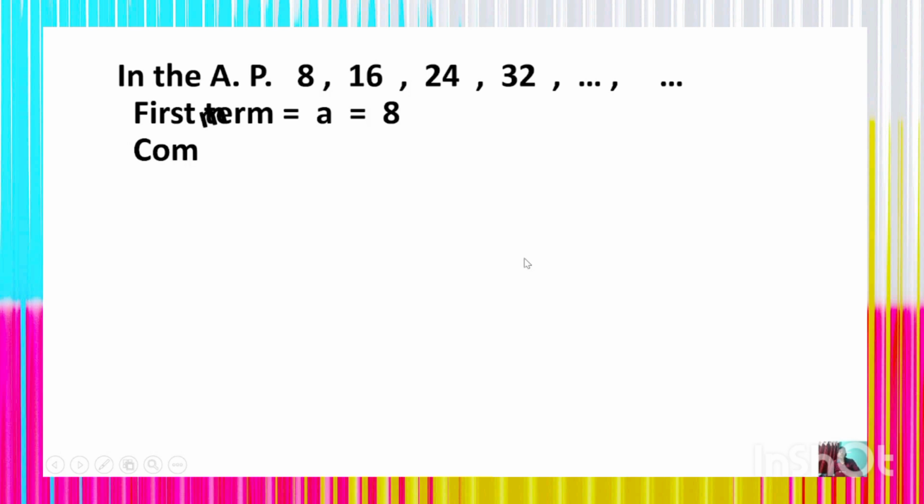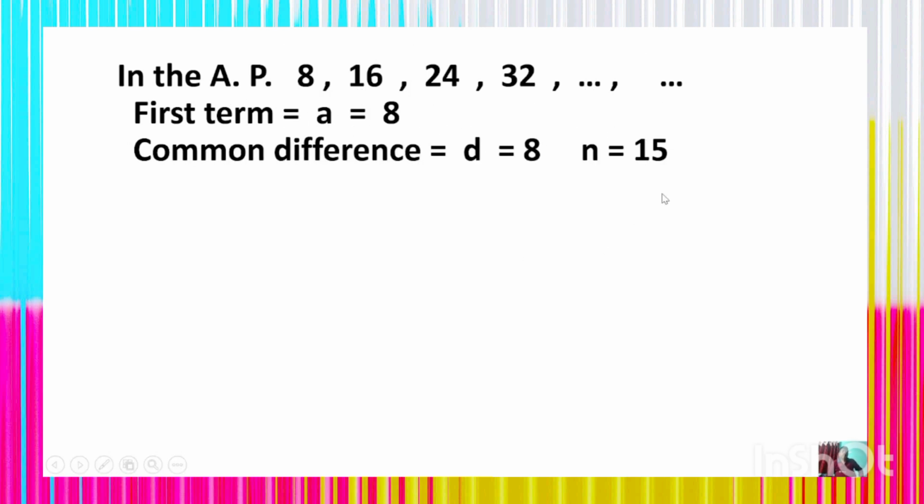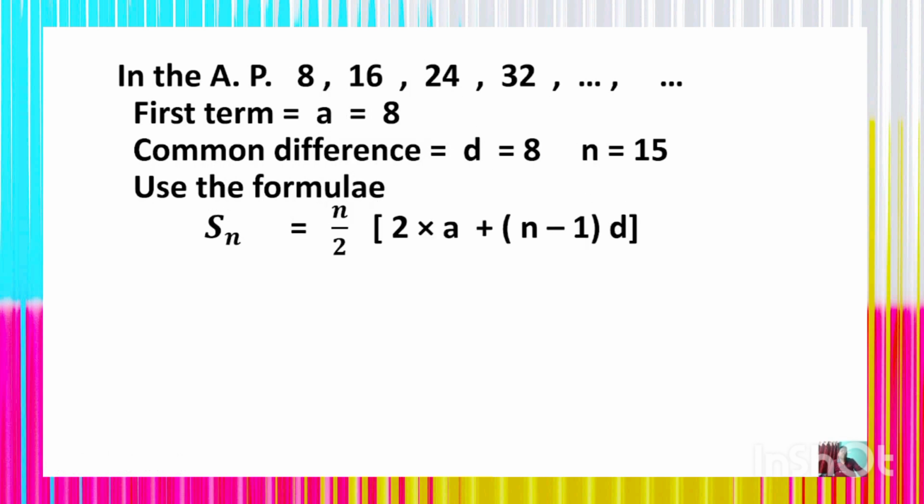So, in the arithmetic progression 8, 16, 24, here the first term a is equal to 8, the common difference d is equal to 8, and n is equal to 15, because you have to find the sum of the first 15 multiples of 8, so the number of terms is 15. Using the formula for Sn, the sum of n terms of the AP, Sn is equal to n by 2 whole into 2a plus n minus 1 into d.